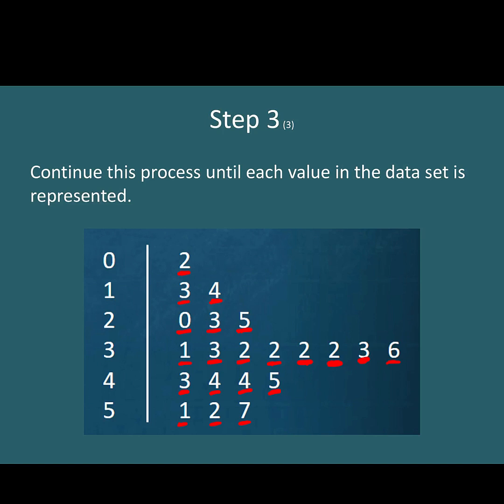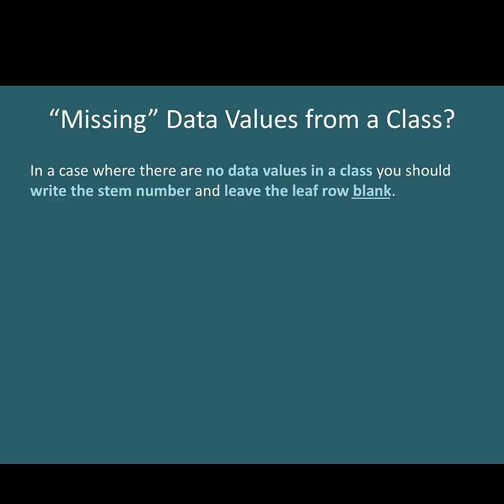Now there are exceptions to some of these stem and leaf plots where you have to take note. For example, what if we were missing data values from a class? In a case where there are no data values in a class, you should still write the stem number, but then leave the leaf row blank.